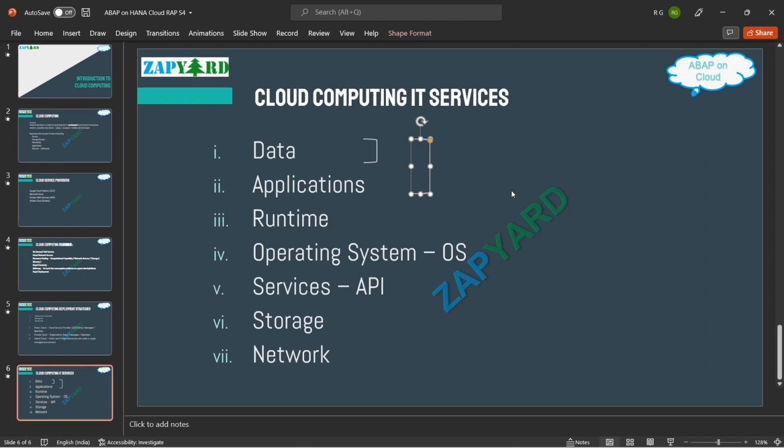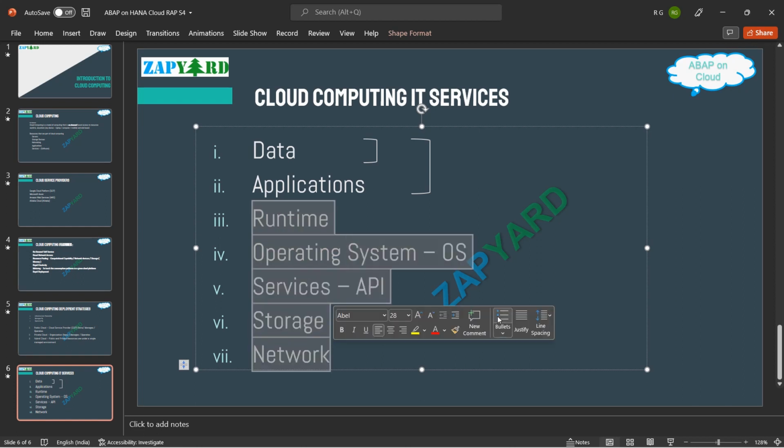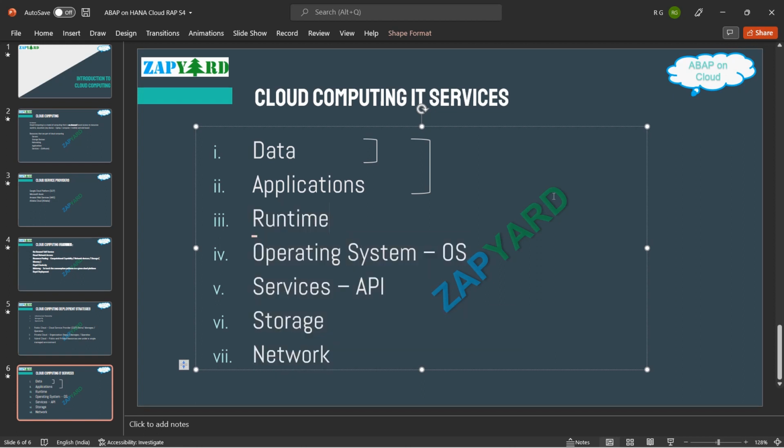When the data along with applications are owned, managed, and operated by the client or the company which is implementing the cloud computing, then it is known as platform as a service, PaaS in short. That means data and applications are managed by the company, but the rest of the resources like runtime, operating systems, services, nothing but the API, storage, and network, so the five other components of the IT services, are owned, managed, and operated by the cloud service provider. Then it is known as PaaS, or platform as a service.